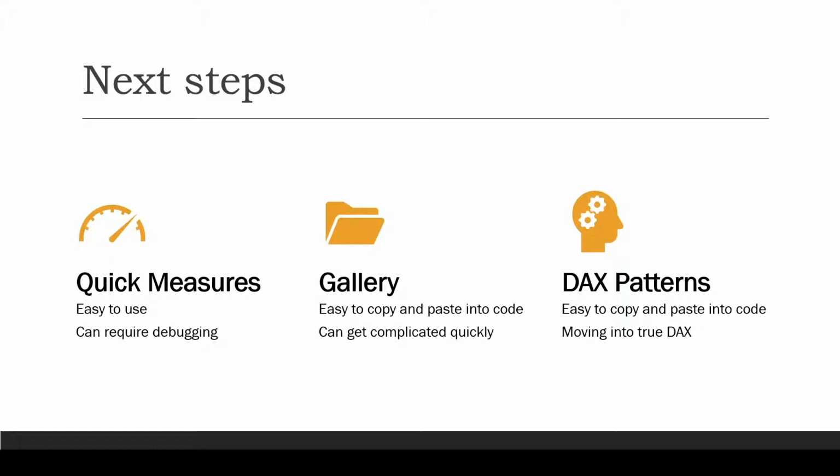So what do we do? What's the next step? How do I go on from these little quick measures I've done here? There's a couple of things for you. There's a quick measures gallery in Power BI, in the part of the community, right? That's awesome. Go on, use it. You get your DAX written for you. You can just copy and paste it in, just like the quick measures. It's easier to use. It's a bit of a halfway house.